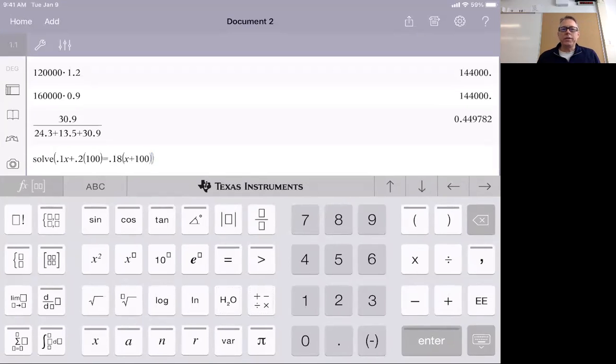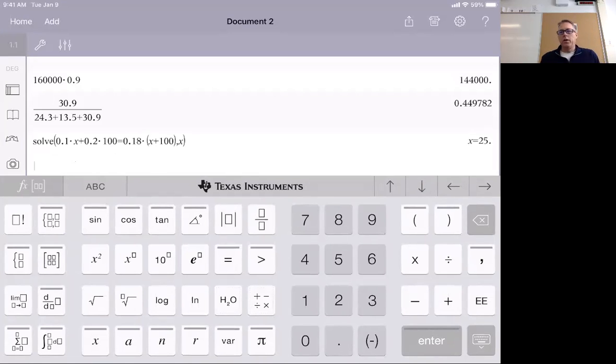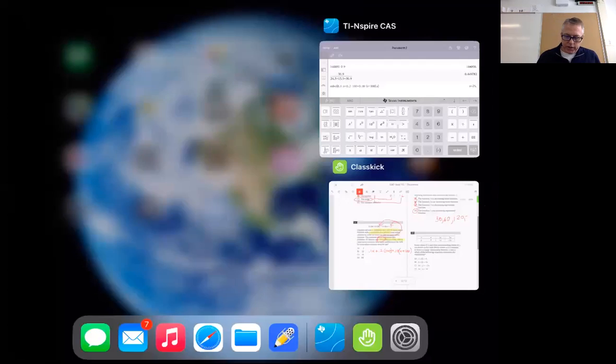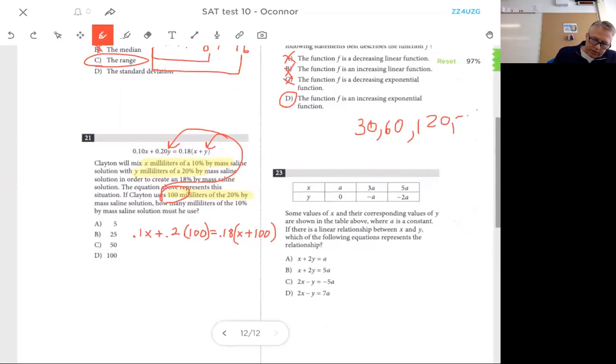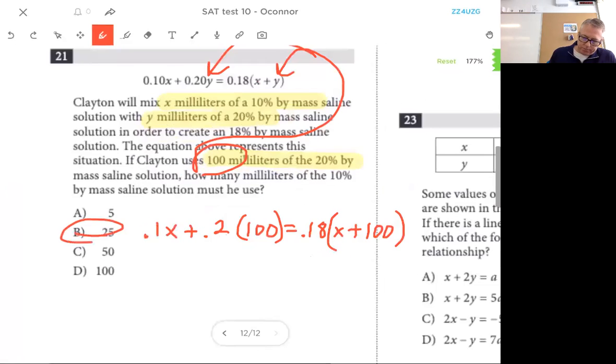Now I'm going to let the calculator do the work, but I have to tell it what to solve for. Calculators are not smart. They don't know what to do exactly unless I tell it. So I'm going to hit comma x. That tells the calculator to solve it for x. Hit enter, and the answer is 25. So that's a really nice way of using your graphing calculator. I know that that answer is 25.